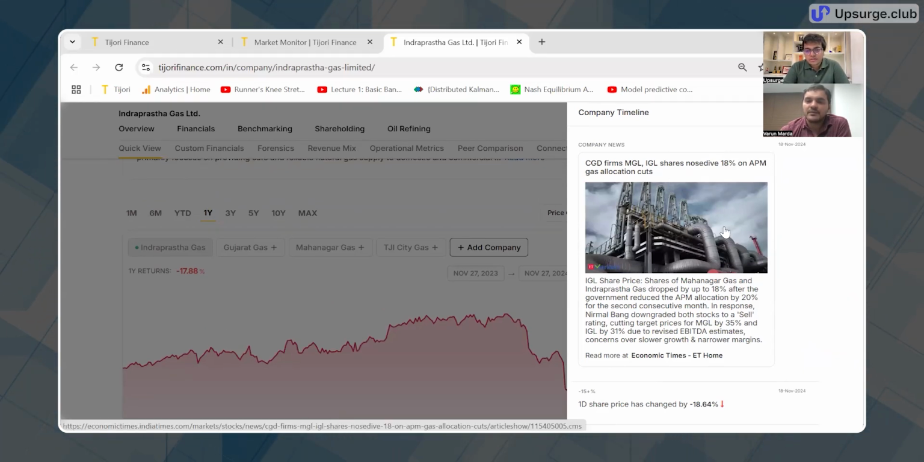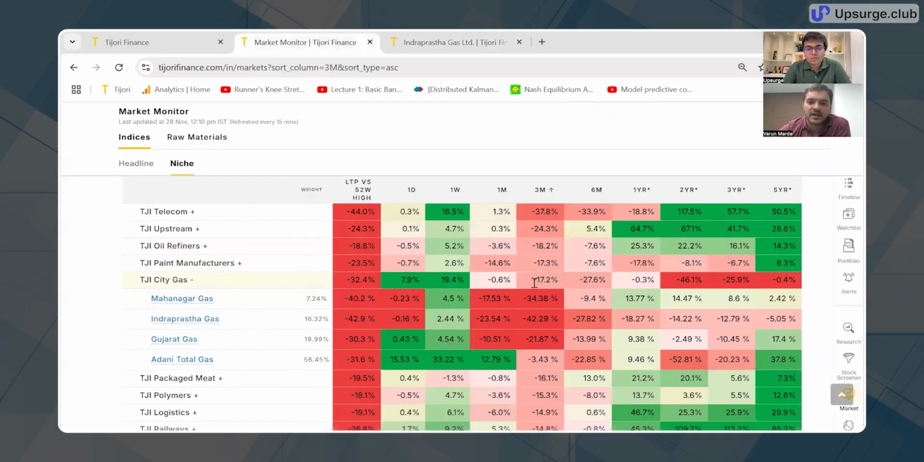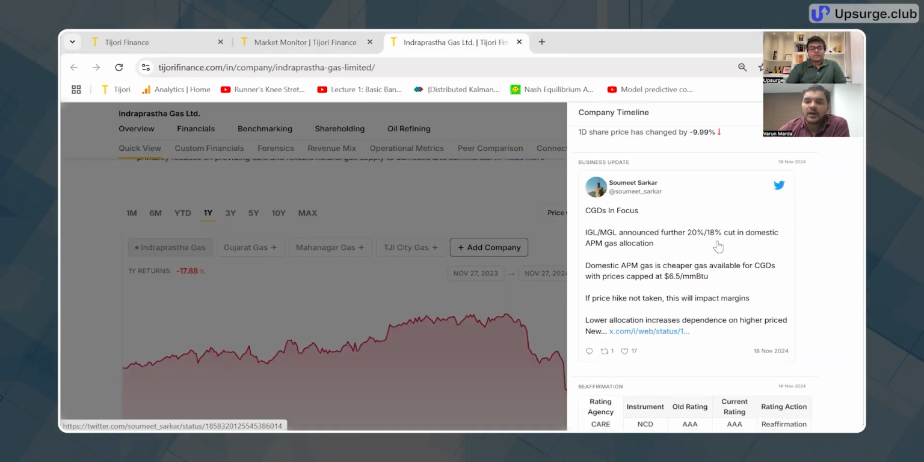Right. Makes sense. Okay. And it gives you more on city gas. So now it's not just telling you about that company, but that whole sector. If you remember, we said this whole sector is doing badly, and here's some context why. A 20% cut in domestic gas allocation. So basically, the rate at which they must be getting the gas must have gone up or something like that.